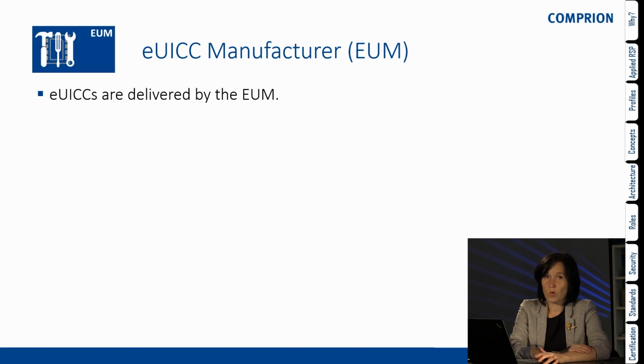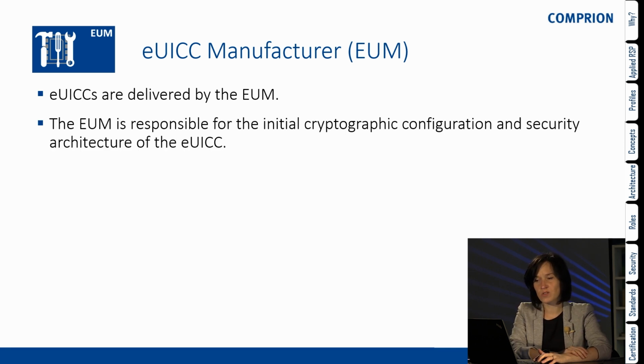Okay, what is the role of the EUM? For sure, to deliver the EUICCs. The EUM is responsible for initial cryptographic configuration and security architecture of the EUICC. So it means that the EUM predefines a specific configuration. We'll see when we talk about the keys later on today, that some keys have to be pre-personalized inside of the EUICC, and this is the responsibility of the EUM. And also to issue certificates.